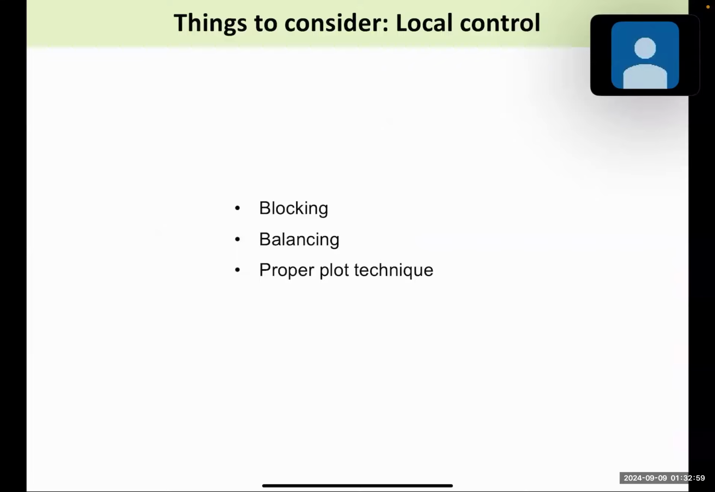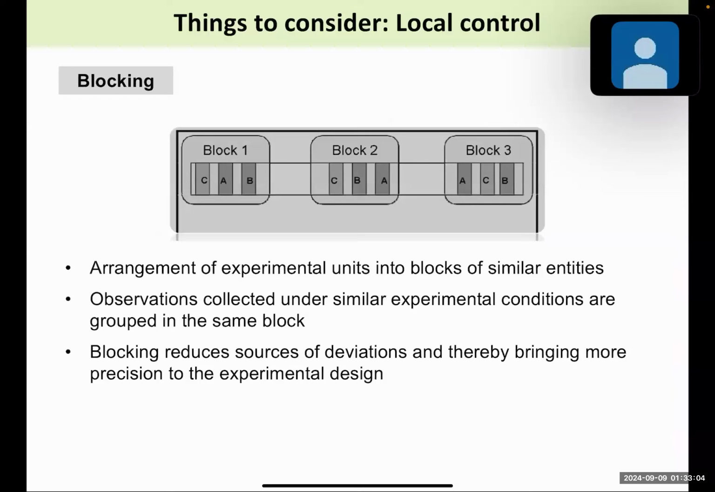And then there are also some other local control aspects. For example, blocking. You arrange the experimental units into blocks of similar entities. So observations collected under similar experimental conditions are grouped in the same block.